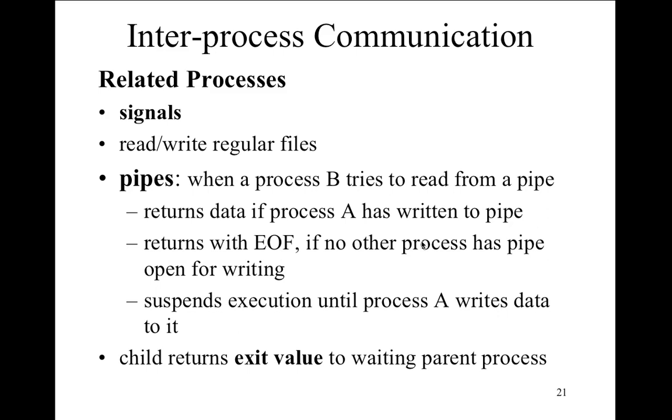Which brings us to the concept of interprocess communication, which is core to Unix and Unix development in terms of systems programming, systems applications. We have related processes that can communicate with each other. We have signals that read-write to regular files, and we also have pipes. Pipes are a direct line of communication using interprocess communication. So in the Unix environment, we have two forms of interprocess communication: message passing and direct communication.